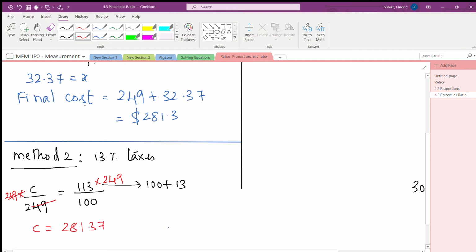What is the difference between method 1 and method 2? In method 1, we found the tax amount first, and then we added it to the original amount. In method 2, we are doing the same thing in one step. So the 113 now represents the original amount plus the taxes. So whatever method you prefer, follow that.